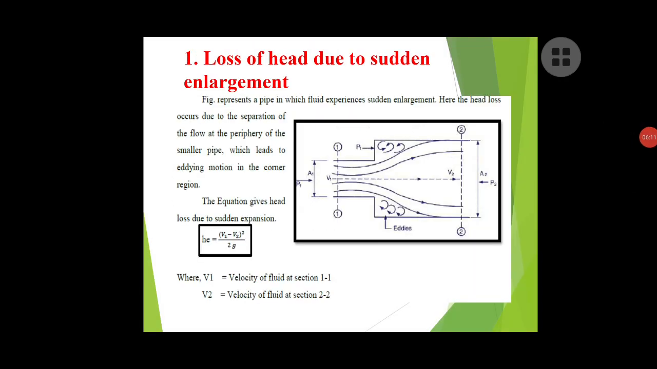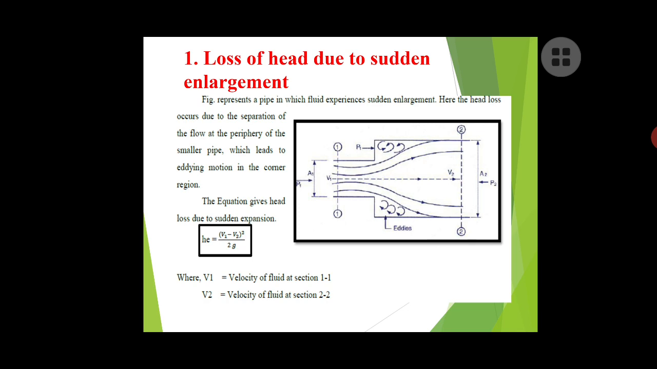So let's start. Loss of head due to sudden enlargement. The figure shows sections 1 and 2, in which the fluid experiences sudden enlargement. Here, the head loss occurs due to separation of flow at the periphery of the smaller pipe, which leads to eddy motion in the corner. So see the eddies in the corner. The equation gives loss of head HE, where E means enlargement and H means head: HE equals V1 minus V2 whole square upon 2g. Here V1 is the velocity at section 1 and V2 is the velocity at section 2.